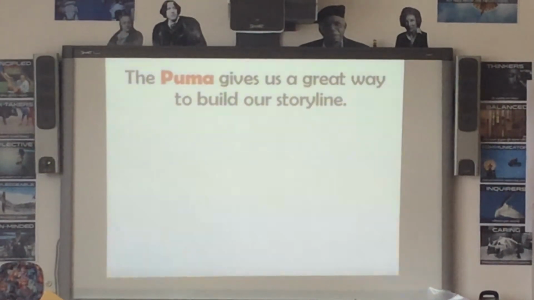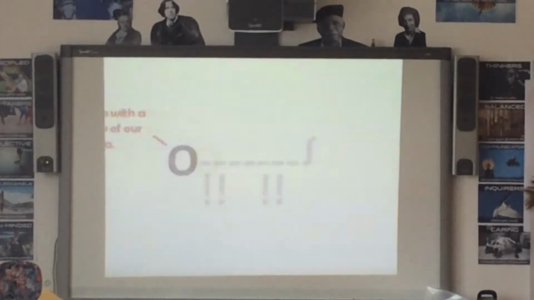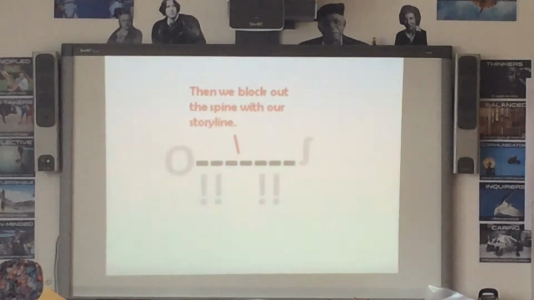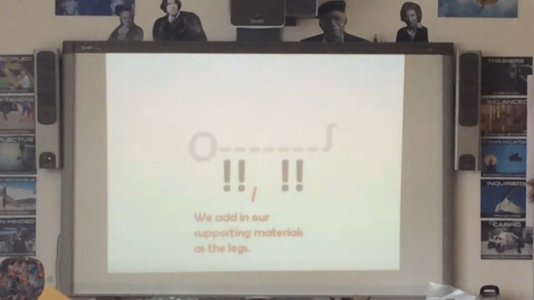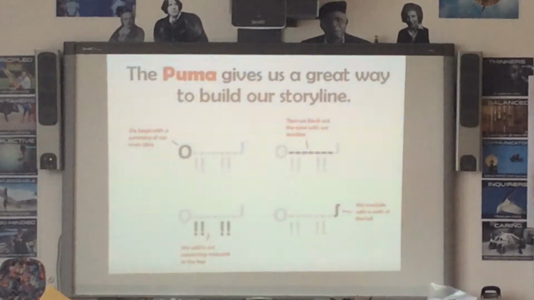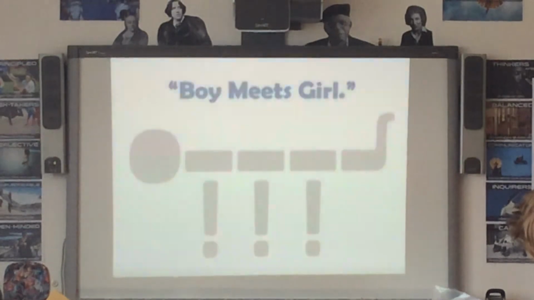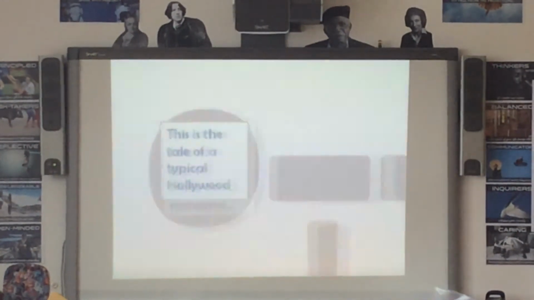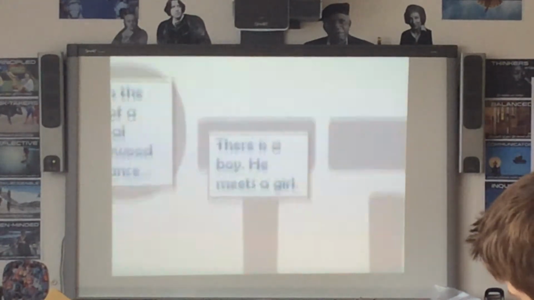The Puma gives us a great way to build our storyline. We begin with a summary of our main idea. Then we block out the spine with our storyline. We add in our supporting materials as the legs, and we conclude with a swish of the tail. For example, here's the Puma of a classic story. Boy meets girl. This is the tale of a typical Hollywood romance. There is a boy, he meets a girl.